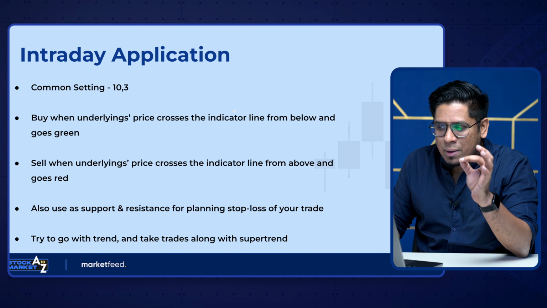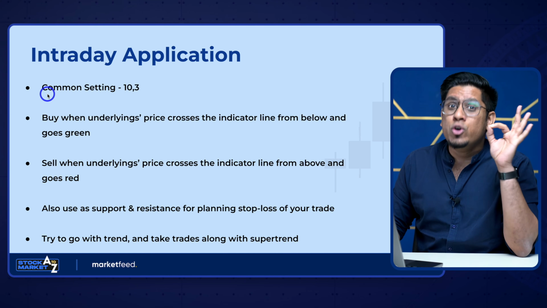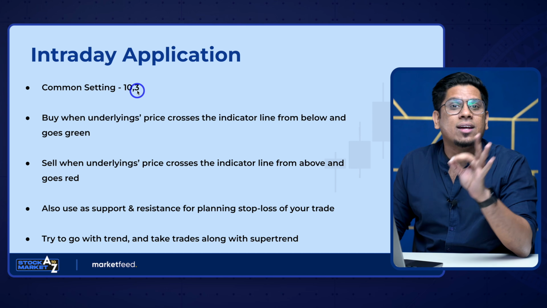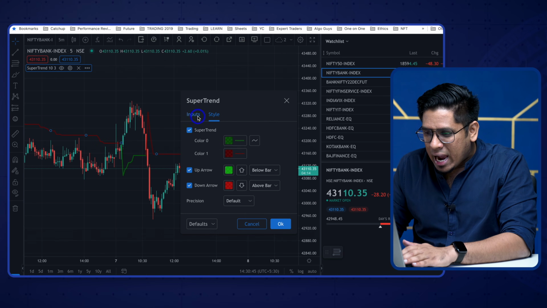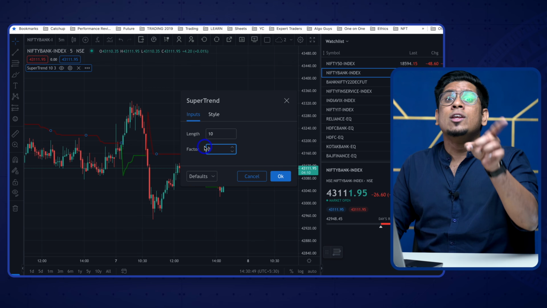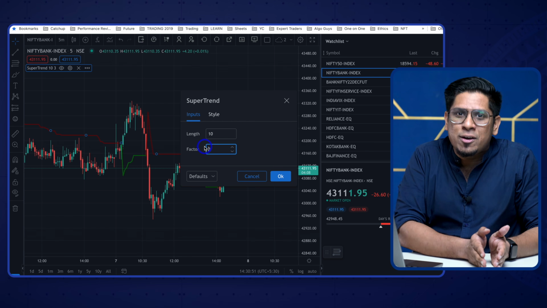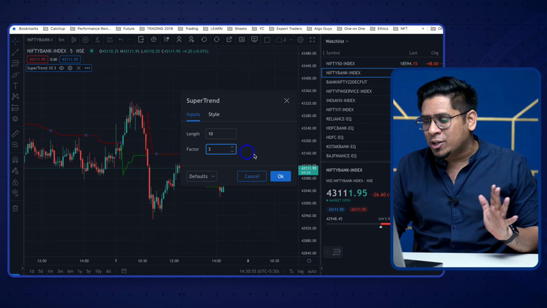Now again, I'm just coming back into our presentation, and as you can see here, the most common setting used by traders is 10 and 3. 10, 3, right? So I'm coming here, clicking on settings and coming to input. So you have to set 10 and 3 here. So in your broker, if you're setting it for the very first time, if it is a different setting, make sure that you recalibrate it to 10 and 3.